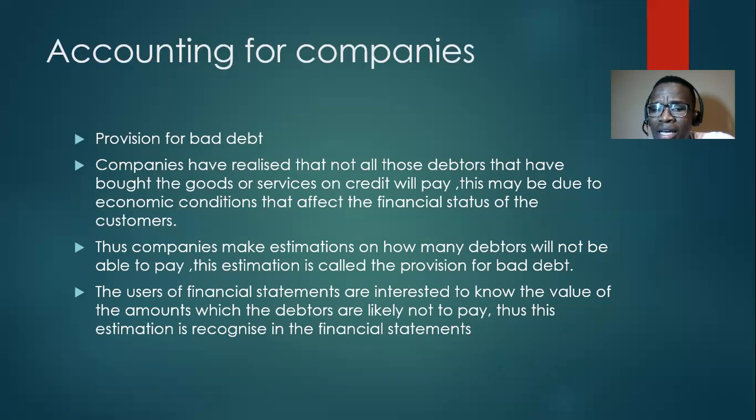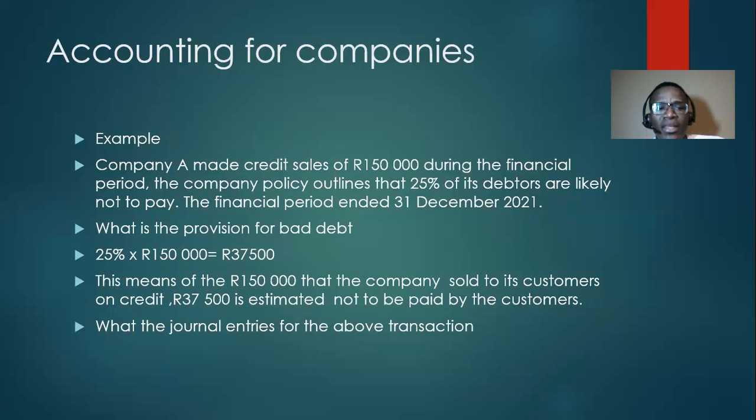So that's why this estimation is recognized in the financial statements, so that the financial statements can present to users the estimate on those customers that bought on credit that may be unable to pay, right? So we'll see that in an example, right?